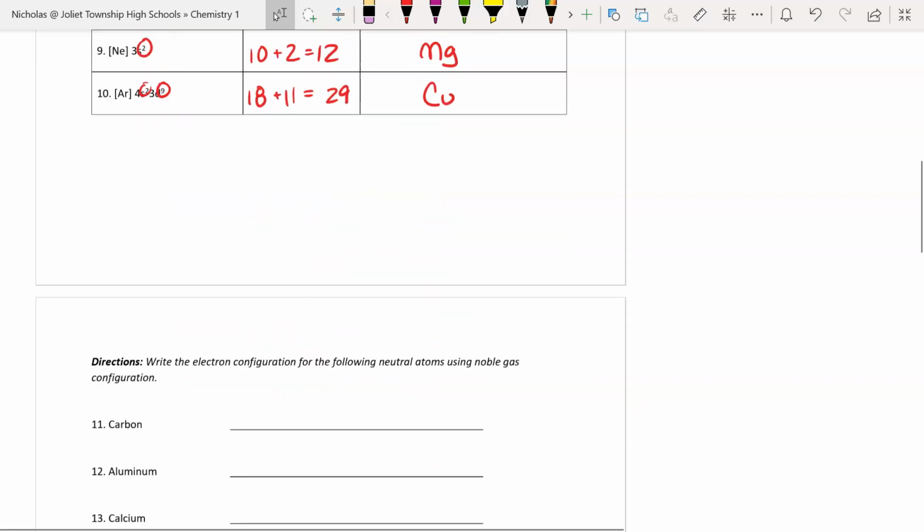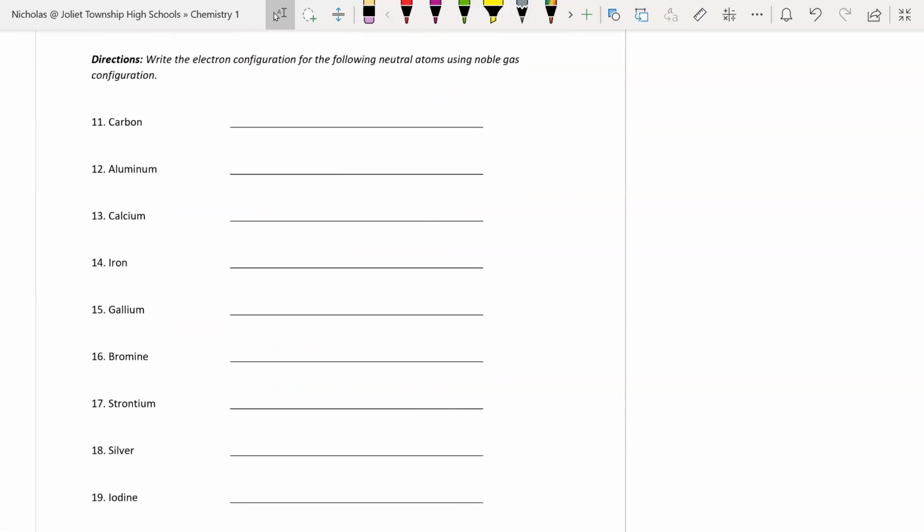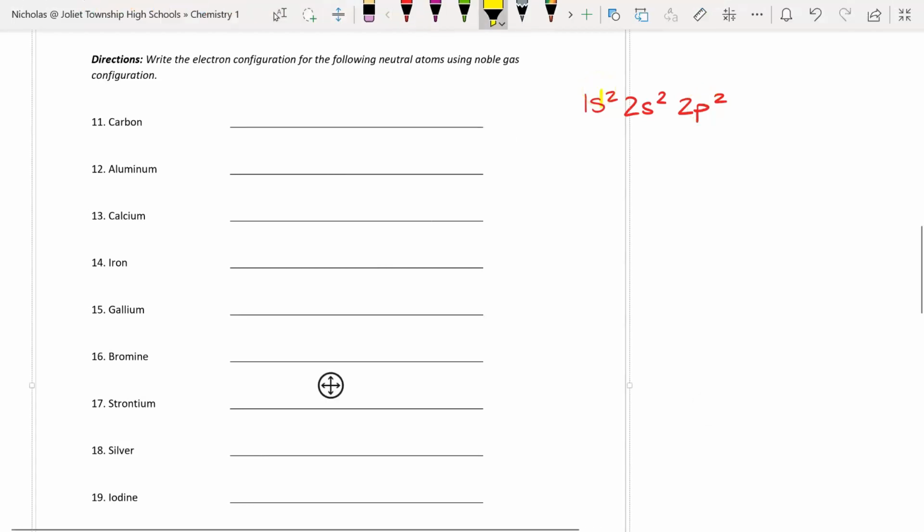All right, let's go ahead and flip over to the back side here. This is where it gets a little confusing. Okay, so let's look at carbon. So if I were to write out carbon's full electron configuration, it would be 1s2, 2s2, and 2p2. Okay, carbon is number 6 on the periodic table, so I want to make sure that my exponents add up to 6, which they do in this case.